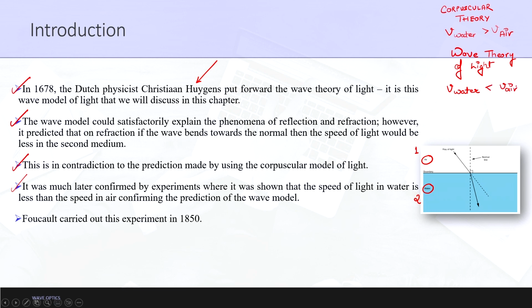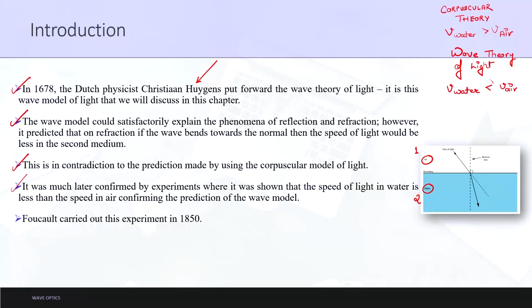When the experiments were done, it was confirmed much later that the speed of light in water is less than the speed of light in air, thus confirming the prediction of the wave model. So it was finally confirmed that the wave model predicted the refraction concepts much more accurately and precisely. Hence, the wave theory of light was further studied, and different concepts such as diffraction, polarization, interference and Young's experiment were performed, and these will be the main agenda of studying this chapter.